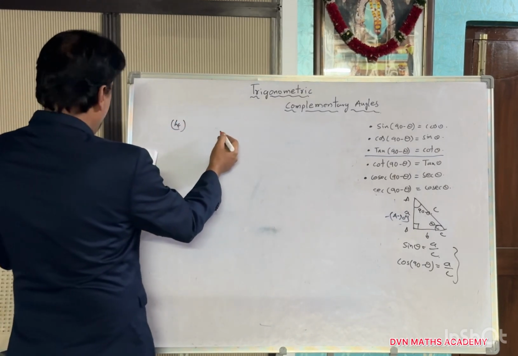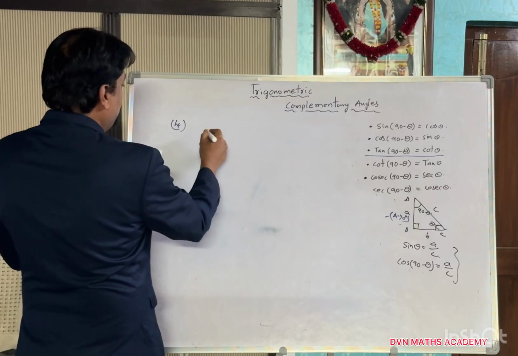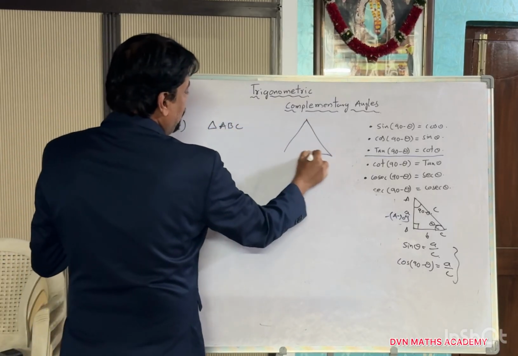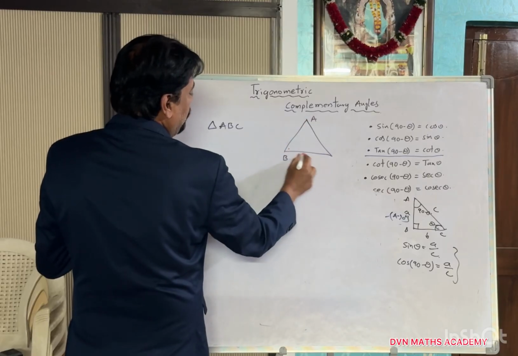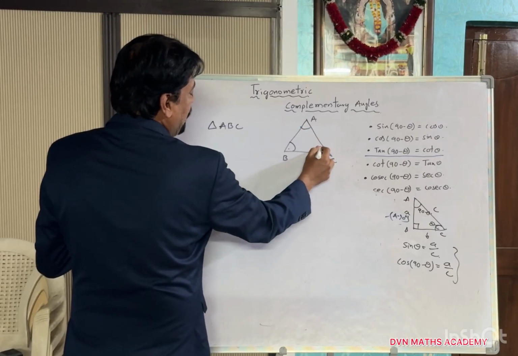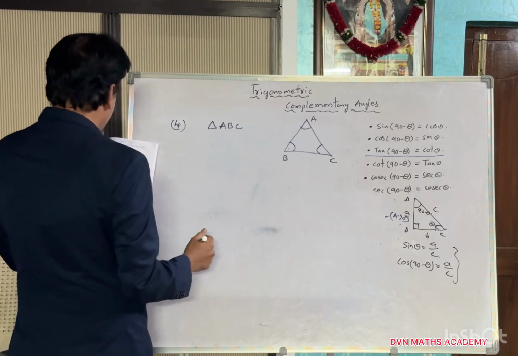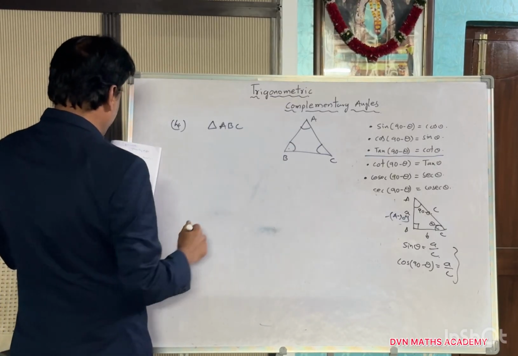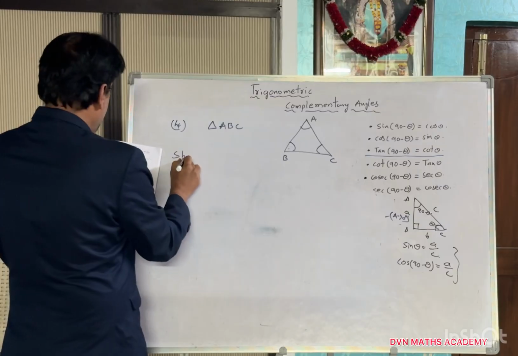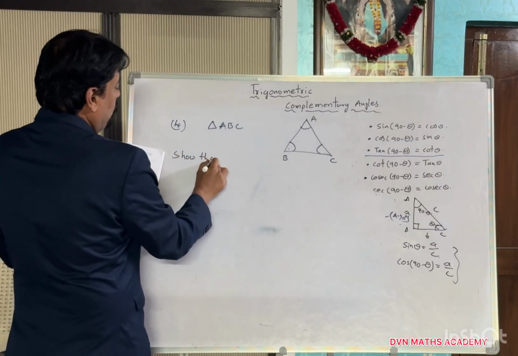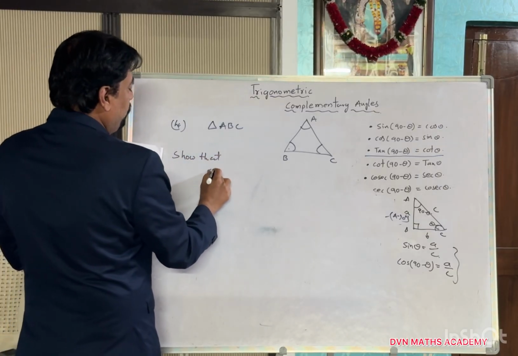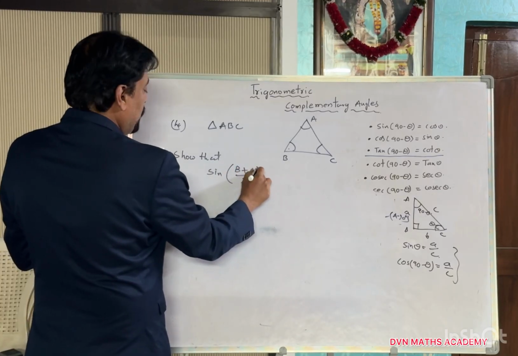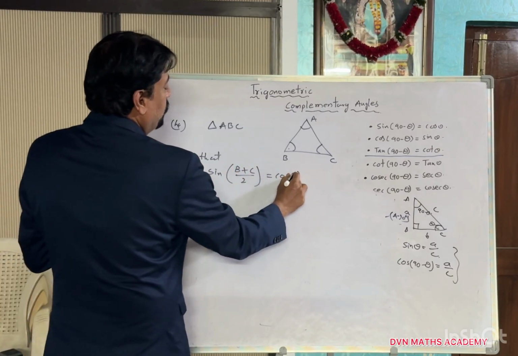If A, B, C are the interior angles of a triangle ABC. So here one triangle ABC is given. This is ABC, so this is angle A, this is angle B, this is angle C. I'm not writing the question. If A, B, C are the interior angles of a triangle ABC, show that sine (B plus C)/2 is equal to cos A/2.